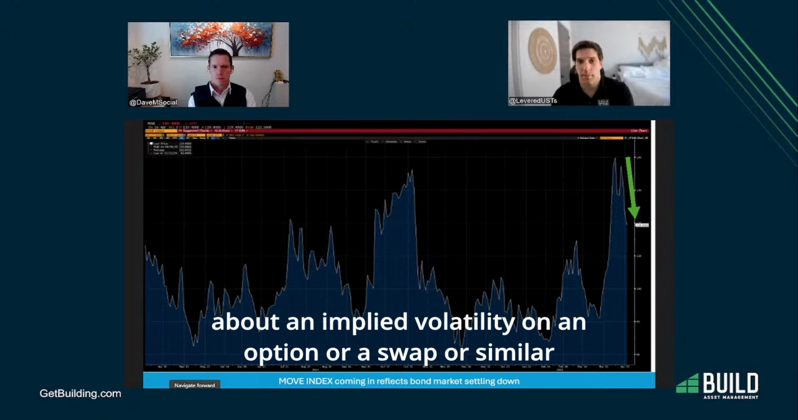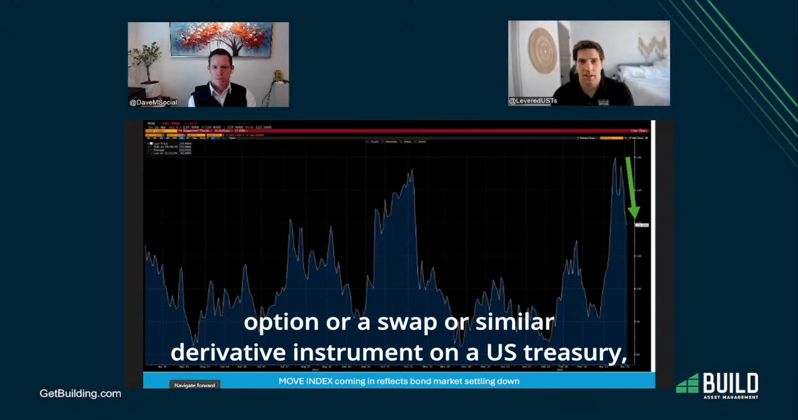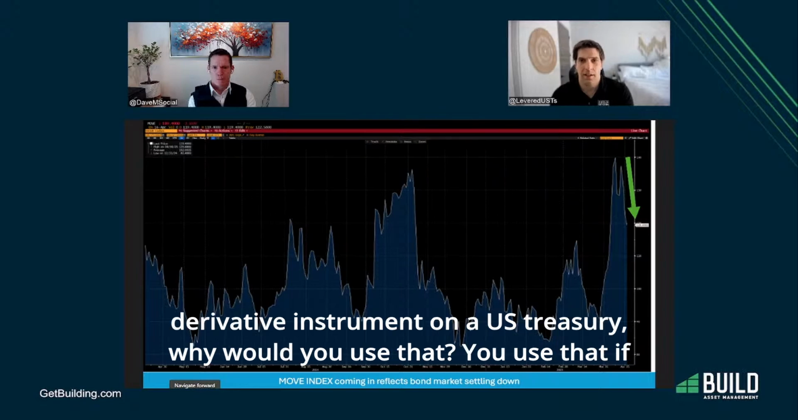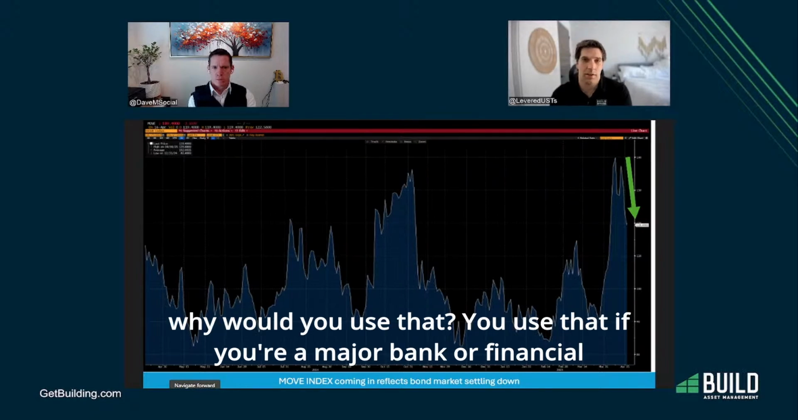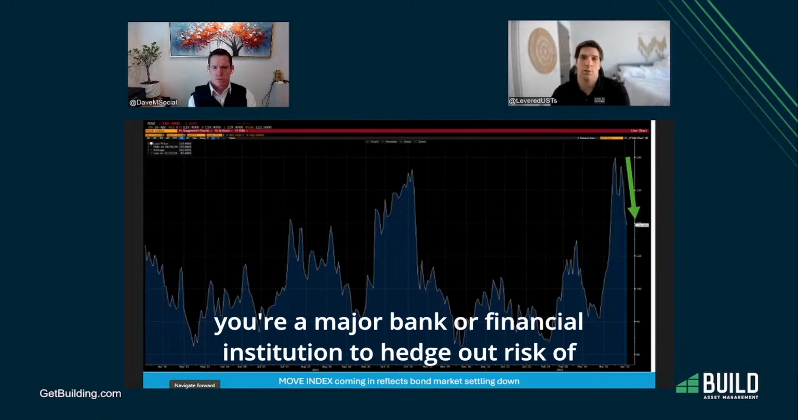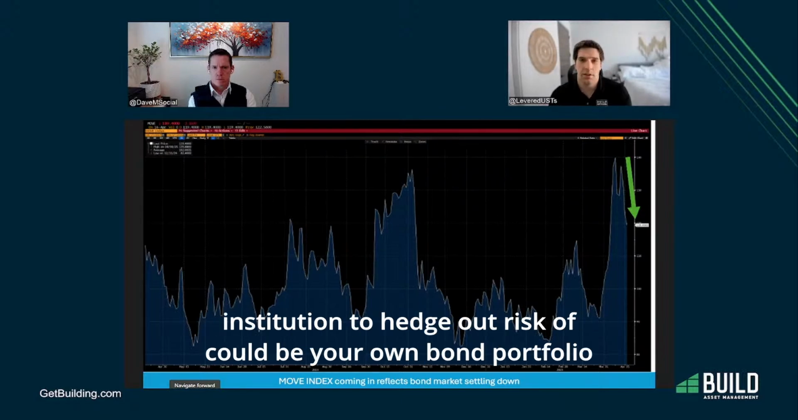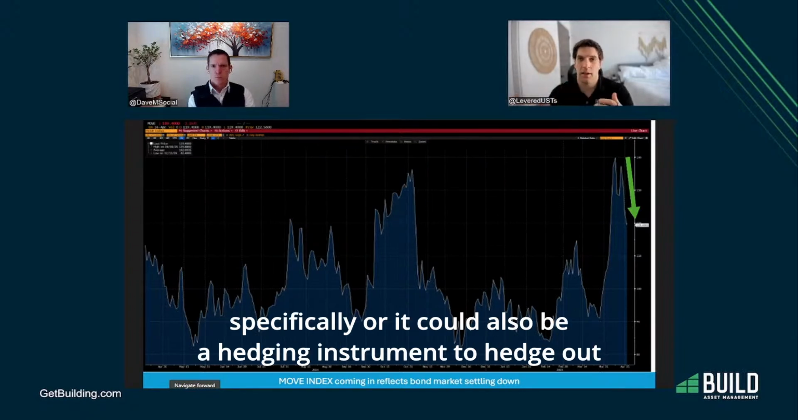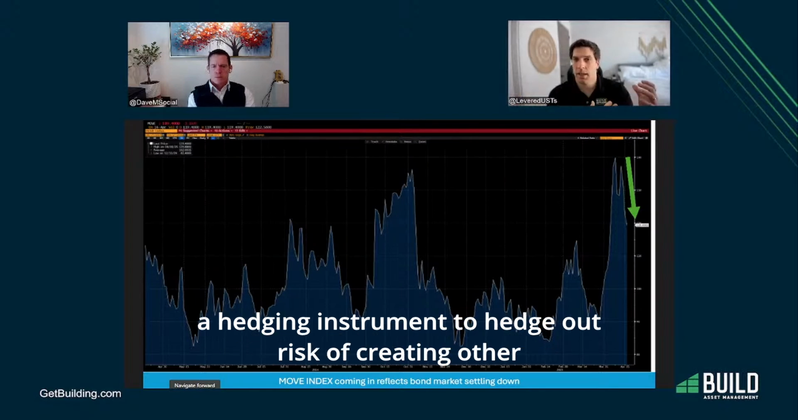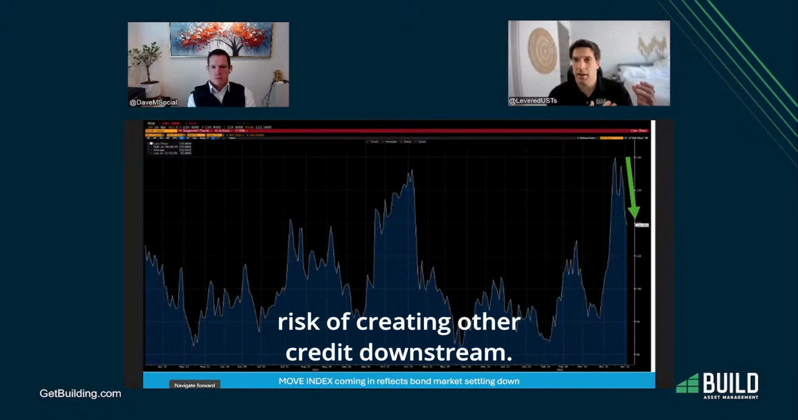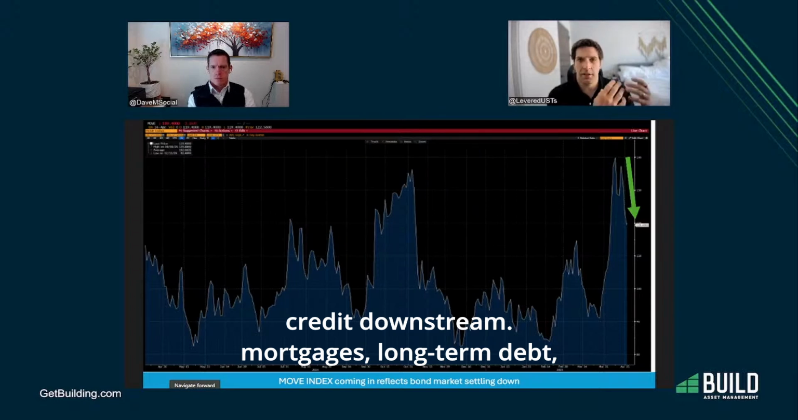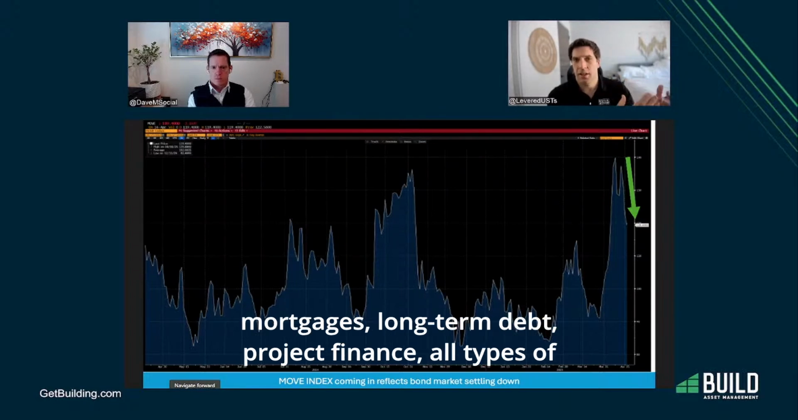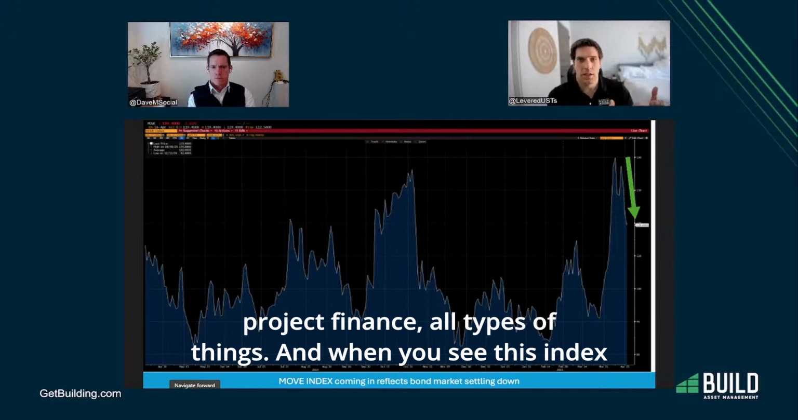So when you think about an implied volatility on an option or a swap or similar derivative instrument on a U.S. Treasury, why would you use that? You use that if you're a major bank or financial institution to hedge out risk of your own bond portfolio specifically, or it could also be a hedging instrument to hedge out risk of creating other credit downstream. So mortgages, long-term debt, project finance, all types of things.